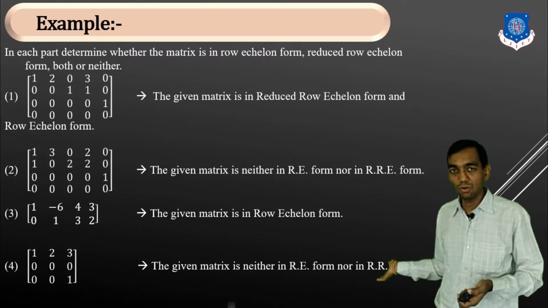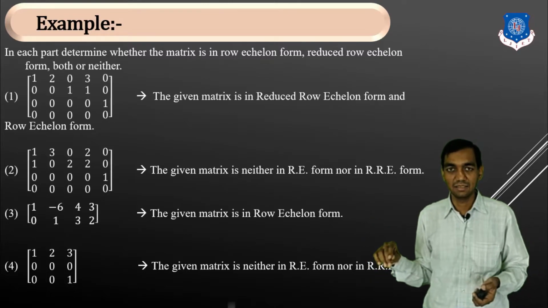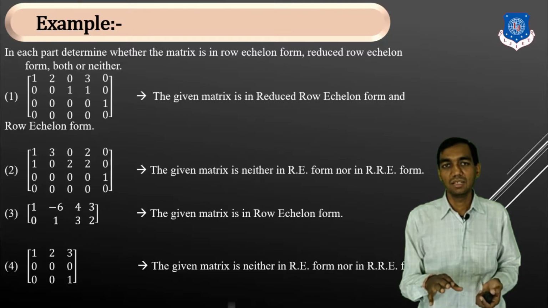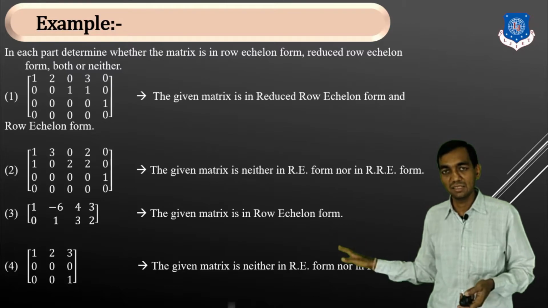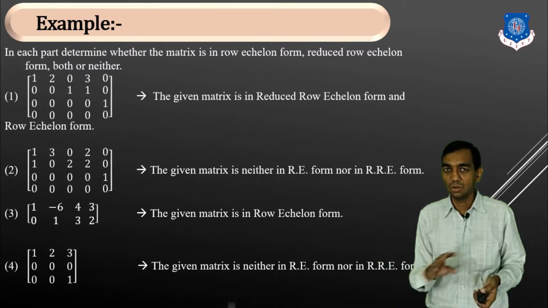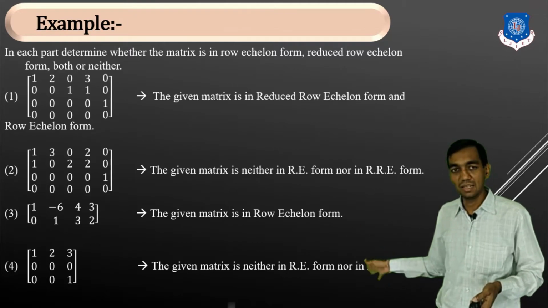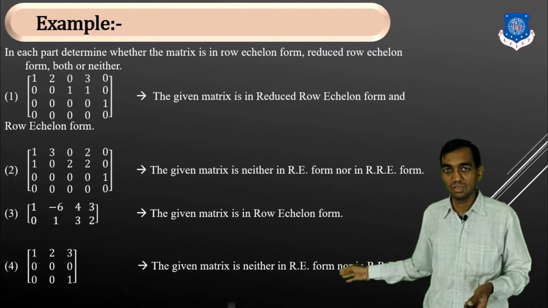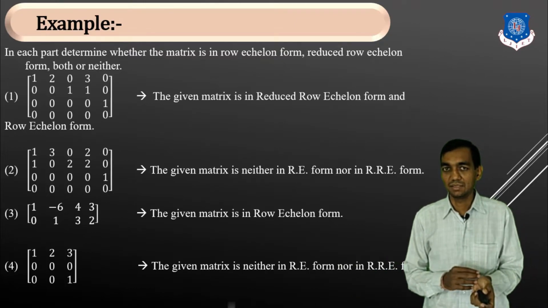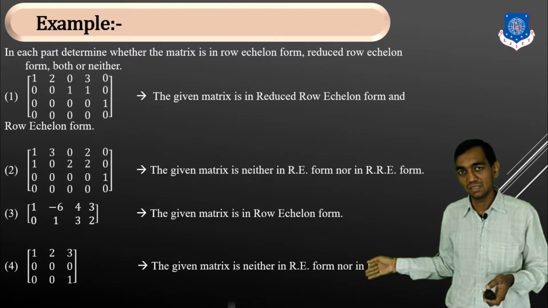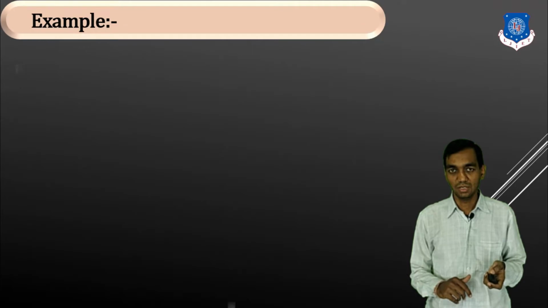Now, in the second column, a leading one is there as well as -6. That's why the column contains a non-zero element other than the leading one. That means this matrix is in row echelon form, but not in reduced row echelon form. Okay? And the last matrix, in that one, the first condition is not true because the second row is a zero row and it must be at the bottom of the matrix. But it is not at the bottom. That means that matrix is neither in row echelon form nor in reduced row echelon form.